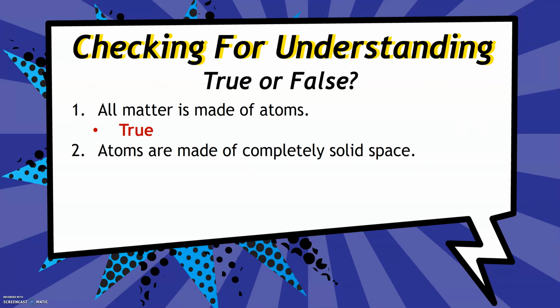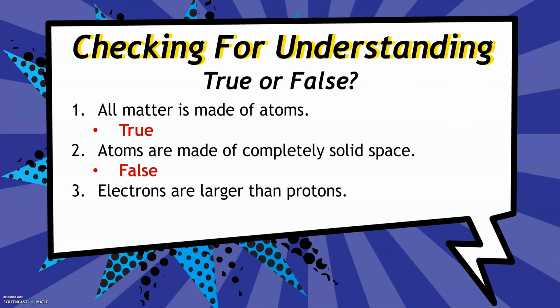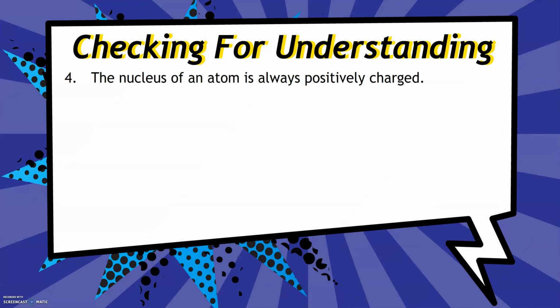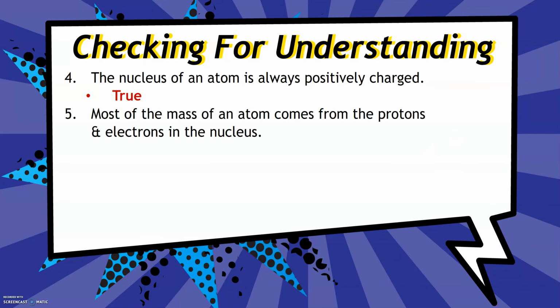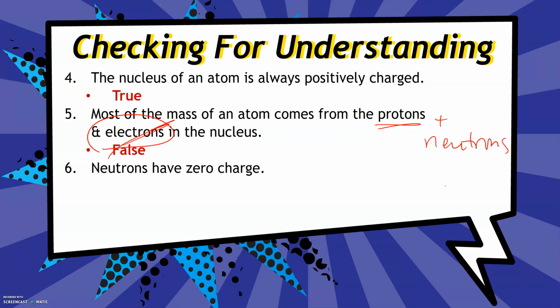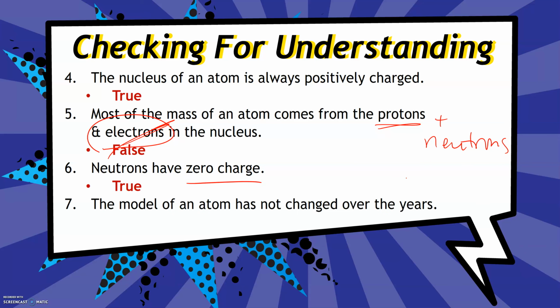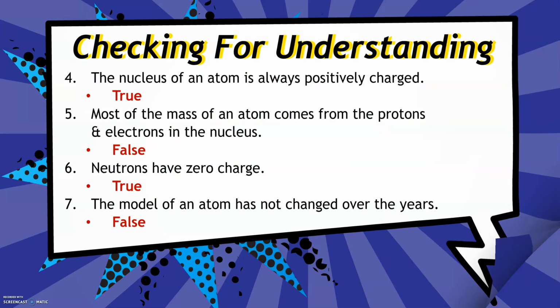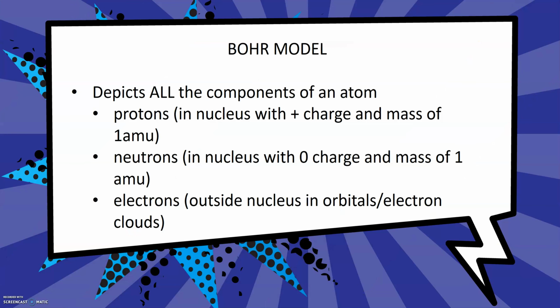All right, so: matter is made up of atoms. Yep. Atoms are made of completely solid space. Not true. Electrons are larger. That's false. The nucleus of an atom is always positively charged. That's true. Most of the mass of an atom comes from the protons and the electrons. This is the part that's wrong. Most of the mass comes from the protons and neutrons. Neutrons have 0 charge. That's true. The model has not changed. That's false.